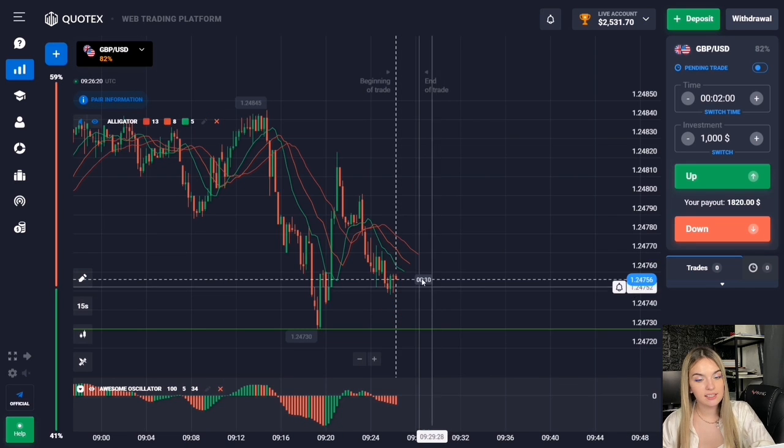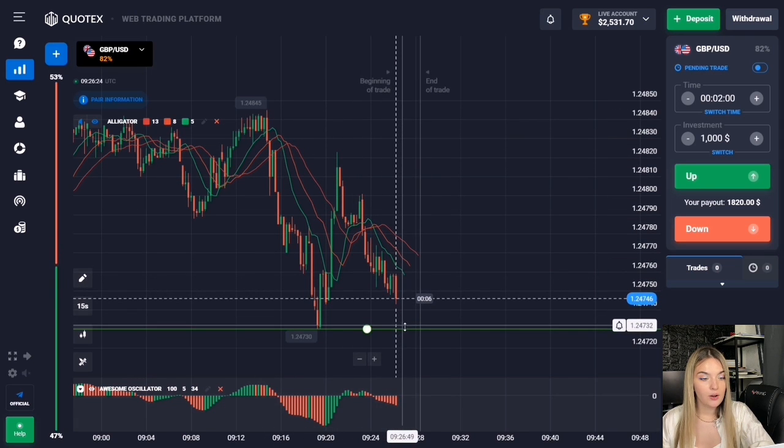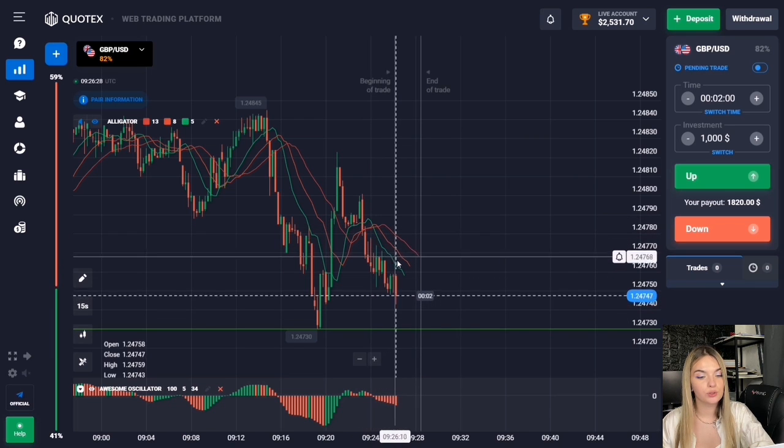Here we can see that there is a downward movement and there is still space for the support level. Also, our indicator tells us that the volumes are growing downwards. Here I propose to open a deal for 2 minutes to decrease.